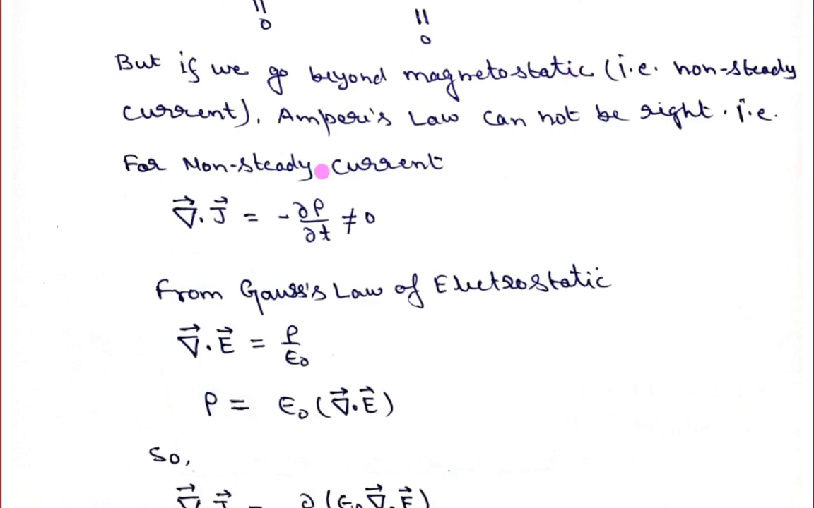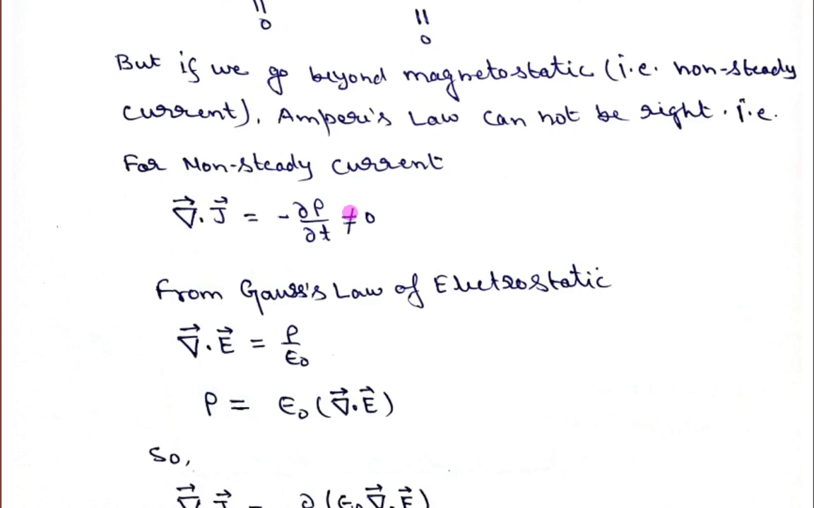So let us consider the non-steady current. We know that divergence of J is equal to minus del rho upon del t, and obviously this is non-steady, which means it will be non-zero. That means divergence of J will not be equal to 0, and minus del rho upon del t will not be equal to 0. I hope you got what I wanted to say.